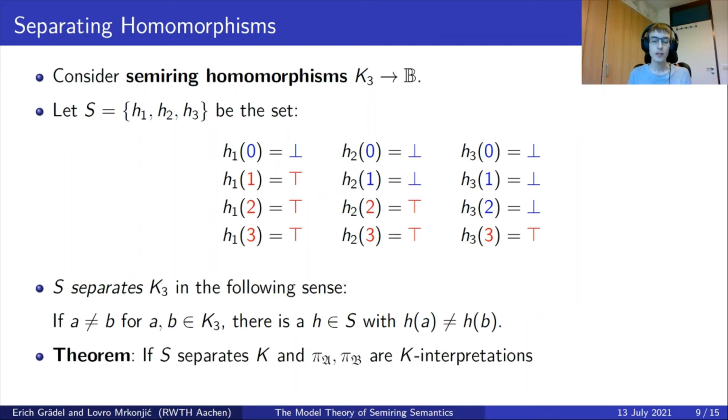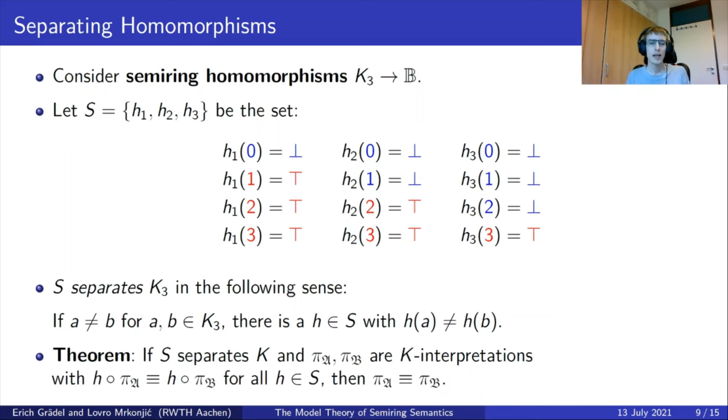If we have such a set of homomorphisms that separates K, and we have 2 K interpretations, such that applying any of these homomorphisms to these K interpretations yields elementarily equivalent interpretations, then it must mean that the original interpretations are elementarily equivalent as well. This is exactly the tool that we need in order to prove that our counterexample from before is correct.